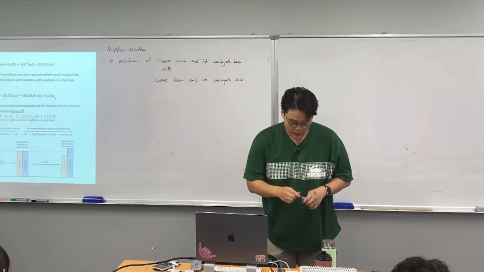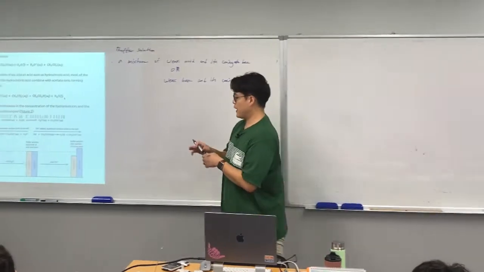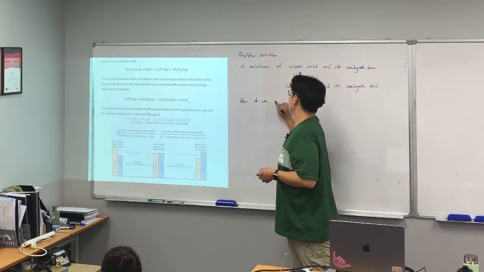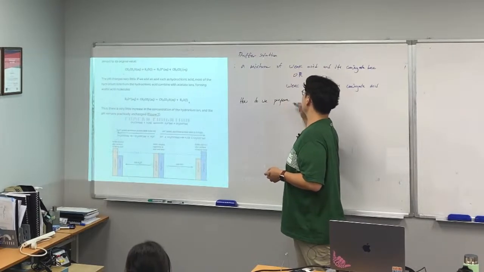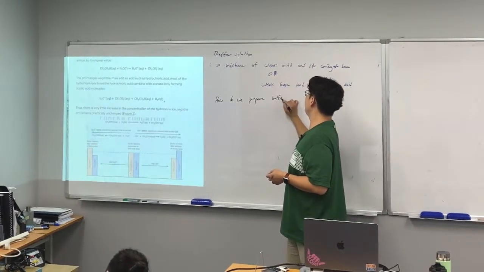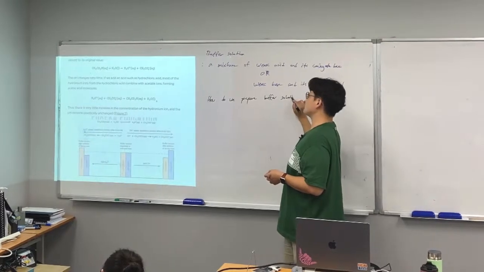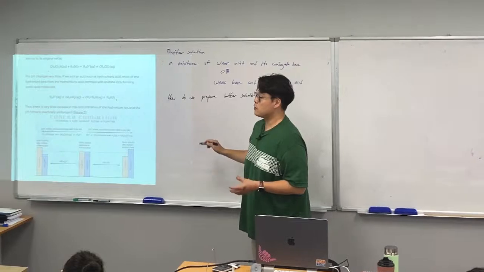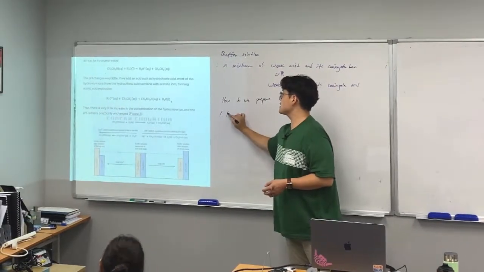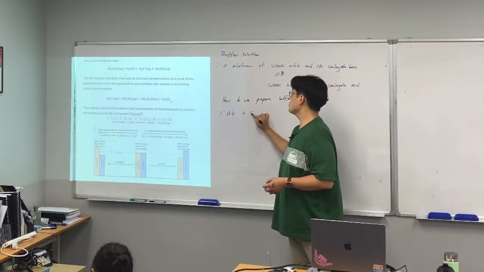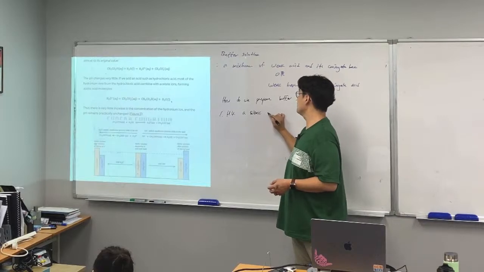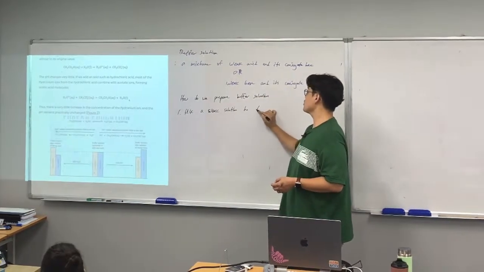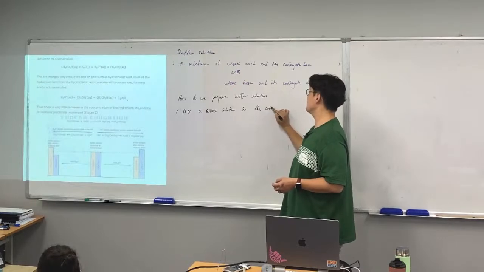So let's think about how to prepare. How do we prepare the buffer solution? How do we make the buffer solution then? Okay. Technically, to make the buffer solution, the first method is you mix the weak acid solution to the conjugate base of that, conjugate base solution.